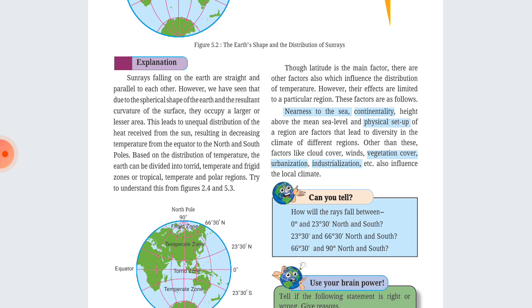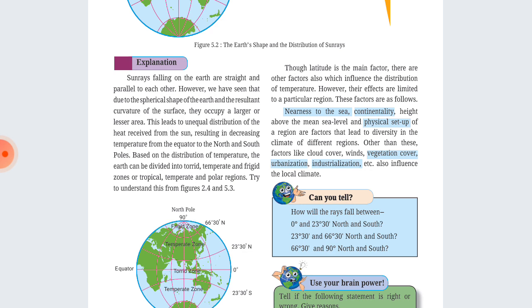Other than this, factors like cloud cover, winds, vegetation cover, urbanization, industrialization, etc. also influence the local climate. So, parallels of latitude might be the main factor, but it is just one limited factor which influences the temperature of different parts of the earth.